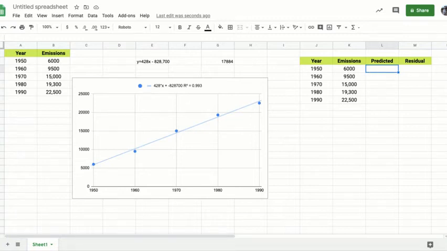I'm going to click an equal sign here. I'm going to click 428 times, and then I'm not going to type in 1950. I'm going to click that answer. So I clicked 1950. If you see, it says J3, because it's in the column and row, J3, so 1950. And then I still have to subtract my Y-intercept. And what that gave me is my predicted value.